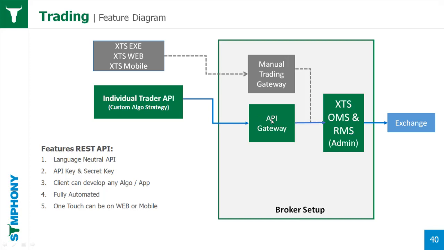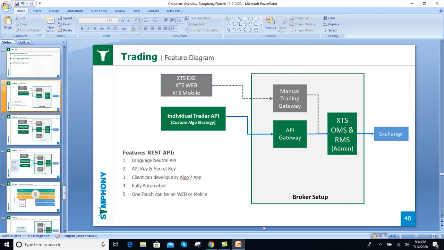This response you can also access through our web, mobile, and EXE because the XTS API gateway and manual trading gateway both are connected to the single OMS and RMS of XTS. So you will get the same response through API as well as web, mobile, EXE.